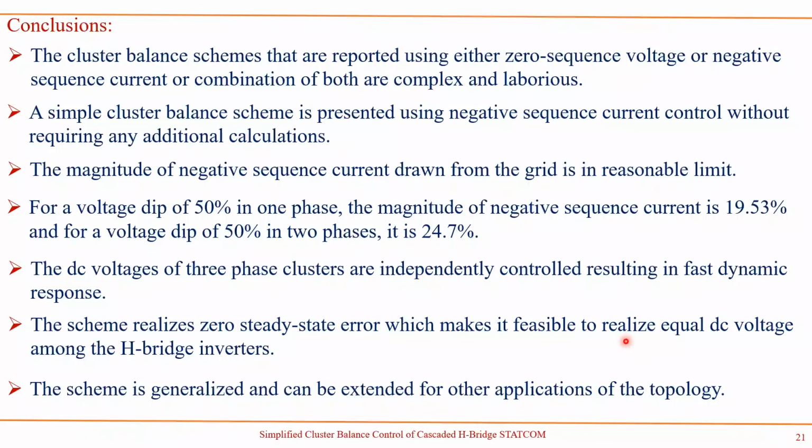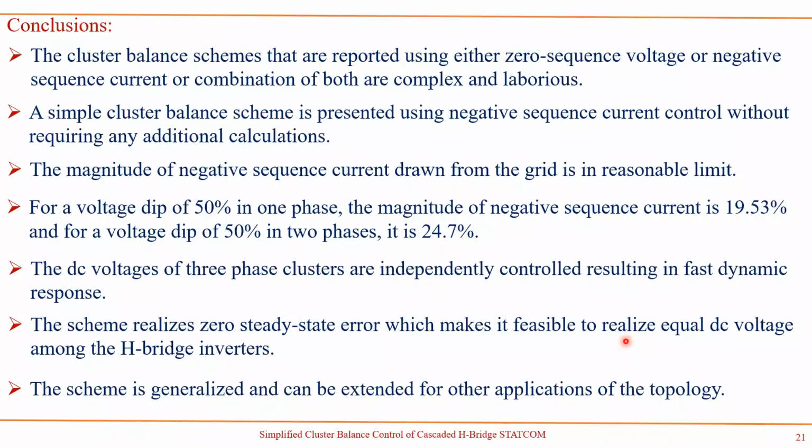Conclusions. The cluster balance schemes that are reported using either zero sequence voltage or negative sequence current or a combination of both are complex and laborious. A simple cluster balance scheme is presented using a negative sequence current control without requiring any additional calculations. The magnitude of negative sequence current drawn from the grid is in reasonable limit. For a voltage dip of 50% in one phase, the magnitude of negative sequence current is 19.53%, and for a voltage dip of 50% in two phases, it is 24.57%.